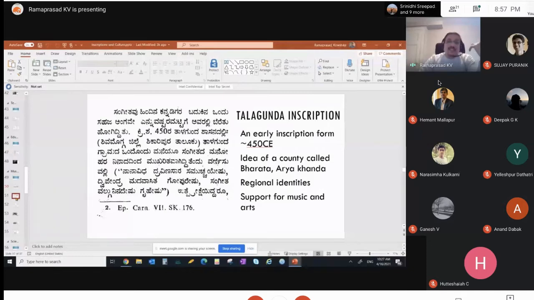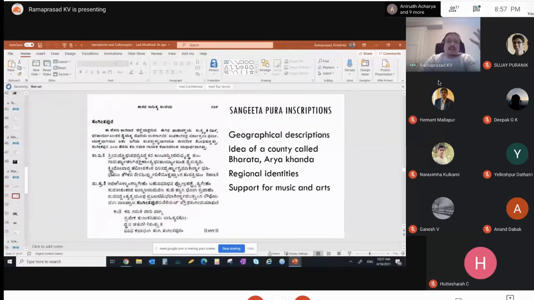And we can see references to music from various areas too. I'm told that there are many inscriptions in Puri temple talking about music and the Devadasis who performed there. This inscription is from Sangeetapura or Hardwalli in Karnataka, where it's talking about number one.